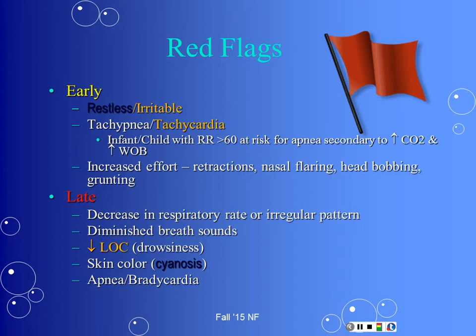Start to see drowsiness or decreased level of consciousness. You may see changes in their skin color. So, they may be pale, they may be cyanotic. Remember, if you're darker skinned, they may look gray or ashy versus blue. You may have to look at their mucous membranes to tell if it's hard to tell. They'll come in diaphoretic, sweating, things like that. And then you start to see apnea and bradycardia. All right, so if they're bradycardic because of respiratory distress, it's a very late sign.